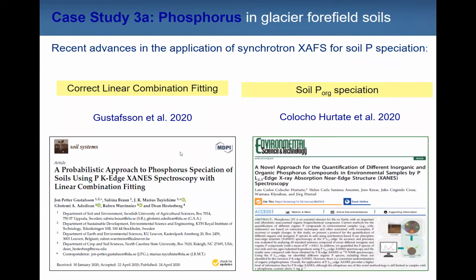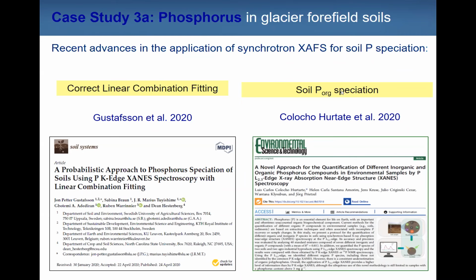And a PhD student of mine, Luis Carlos Colocho Hurtarte, was just recently very successful in developing a protocol which allows interpreting the much more complicated L-edge spectra and getting nice results for defined mixtures of different organic phosphorus compounds. The problem, as it is written down here, is that you have to have a content of more than 3 milligrams per gram, which is very seldom the case in forest soils, but you can work nicely in agricultural soils which have been fertilized with phosphorus with this new approach of Luis.